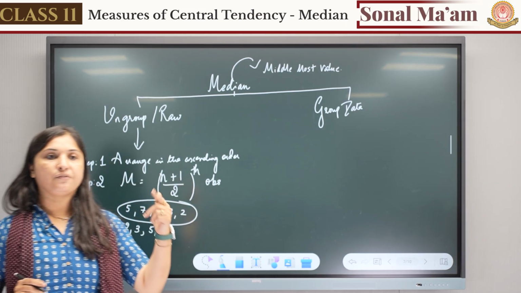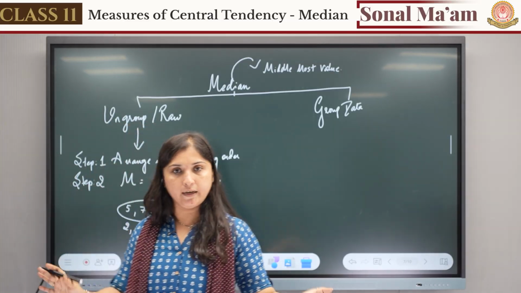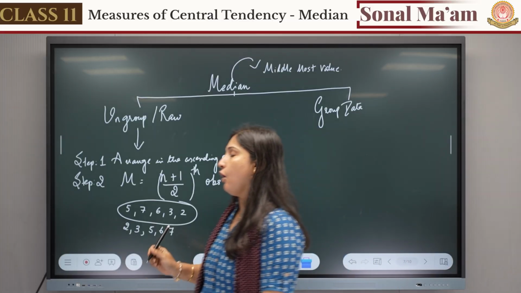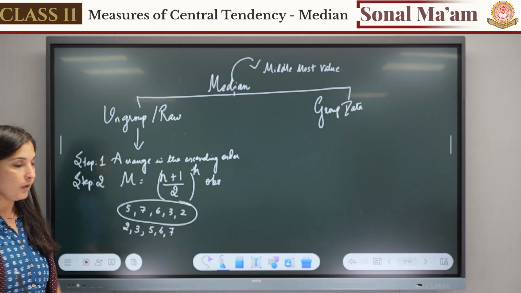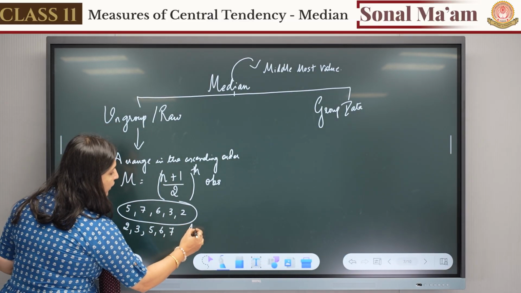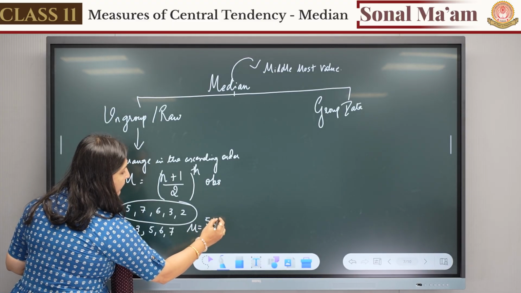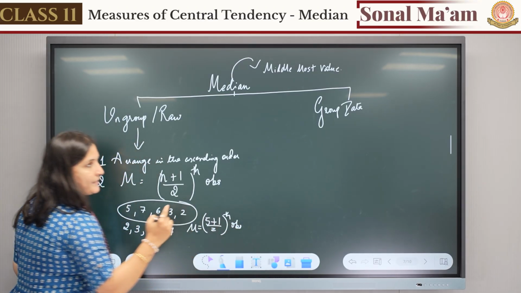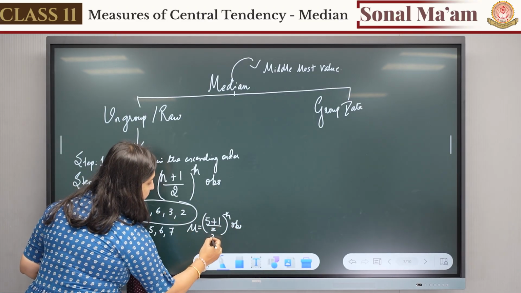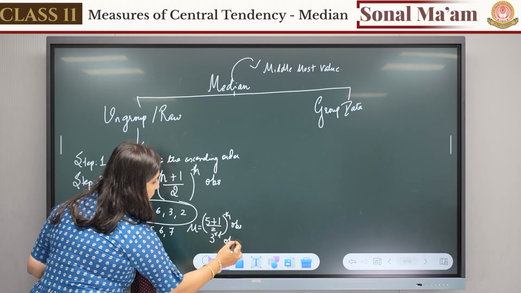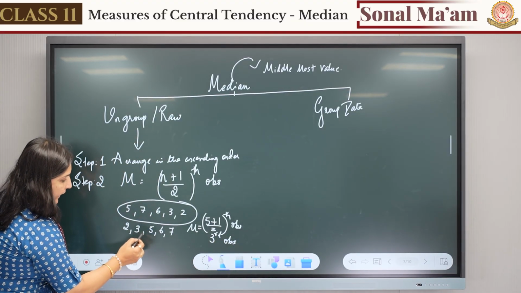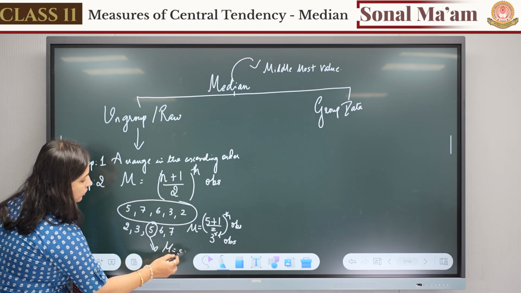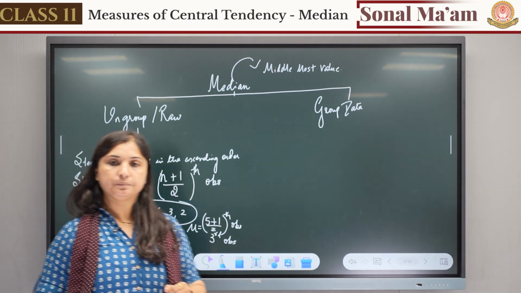First step done. What is the first step? Arranging in the ascending order. Next step is (n plus 1) by 2th observation. How many observations do we have? We have 5 observations. So n is equal to 5, (5 plus 1) by 2th observation. So 6 by 2, that is the third observation. Which is the third observation? First, second, third. This is the third observation. So my median is simply that value.